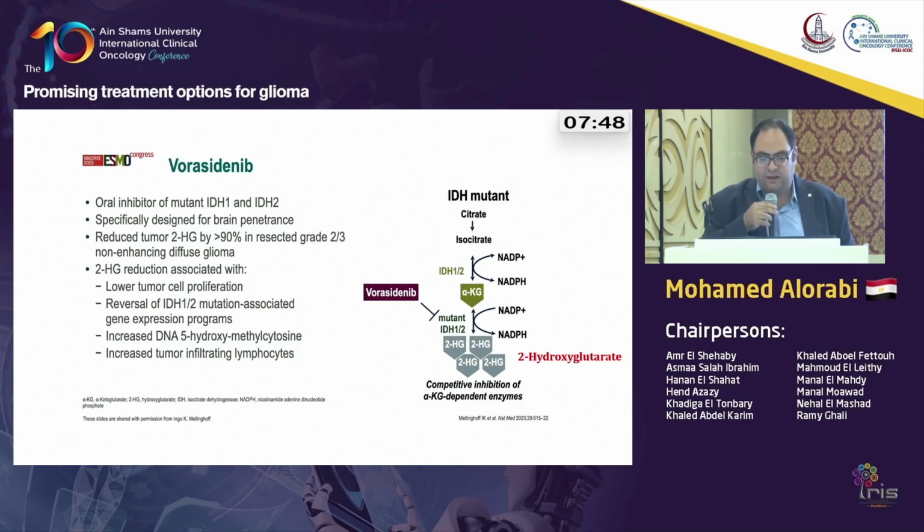It's an oral inhibitor of mutant IDH1 and IDH2. It is specifically designed to increase brain penetration. It reduces the tumor levels of 2-hydroxyglutarate by more than 90% in resected grade 2 and grade 3 non-enhancing diffuse glioma. What happens when we reduce the levels of 2-HG? This leads to lower tumor cell proliferation and increased tumor infiltrating lymphocytes, leading to more TILs.